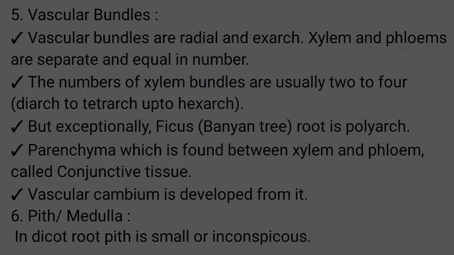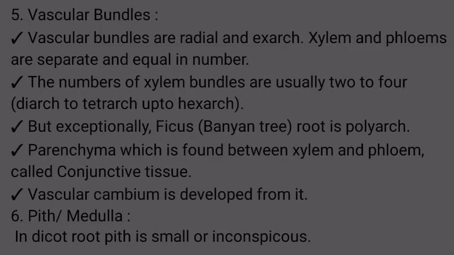Fifth one, vascular bundles. Vascular bundles are radial and exarch. Xylem and phloem are separate and equal in number. The number of xylem bundles is usually 2 to 4, diarch to tetrarch, diarch, triarch and tetrarch, up to hexarch. But exceptionally in Ficus, banyan tree, the root is polyarch. Parenchyma which is found between xylem and phloem is called conjunctive tissue. Vascular cambium is developed from this conjunctive tissue.